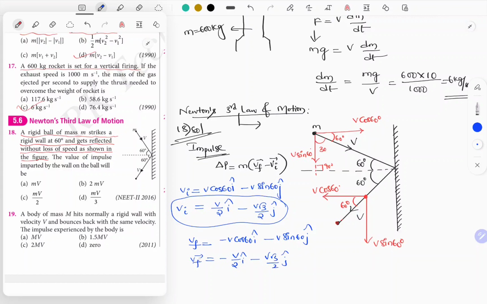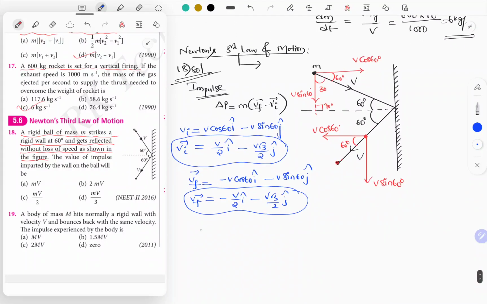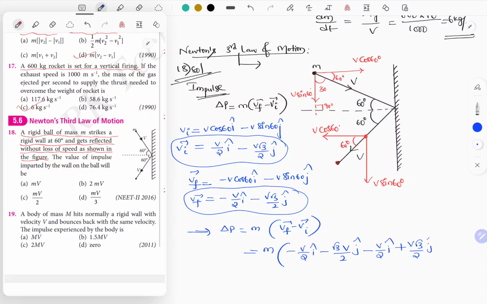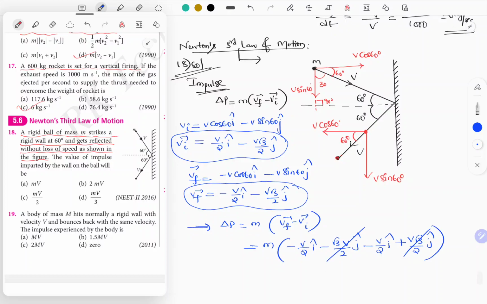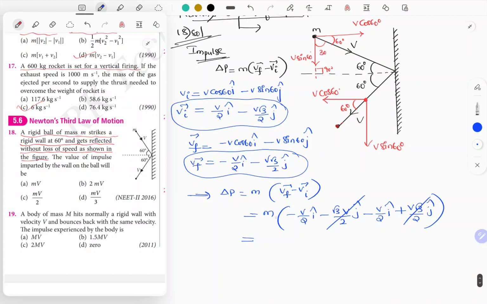This is the final velocity. What's the question they're asking? They're asking change in momentum, nothing but impulse. So how to represent change in momentum? Delta P is equal to mass into V final minus V initial. So m into V final, which is minus V by 2 i cap minus root 3 V by 2 j cap, next minus V by 2 i cap plus V root 3 by 2 j cap. The V root 3 by 2 terms will get cancelled.